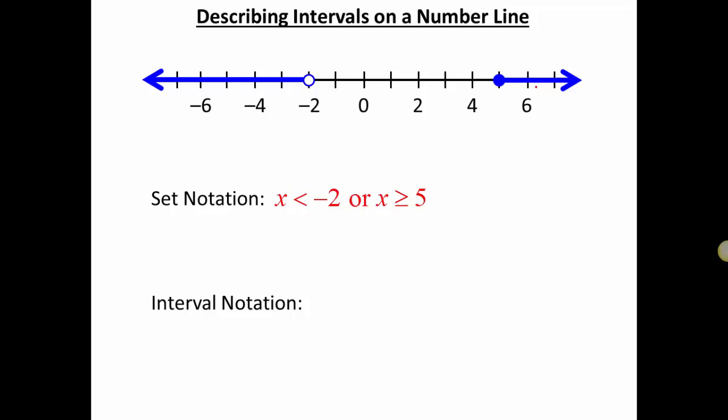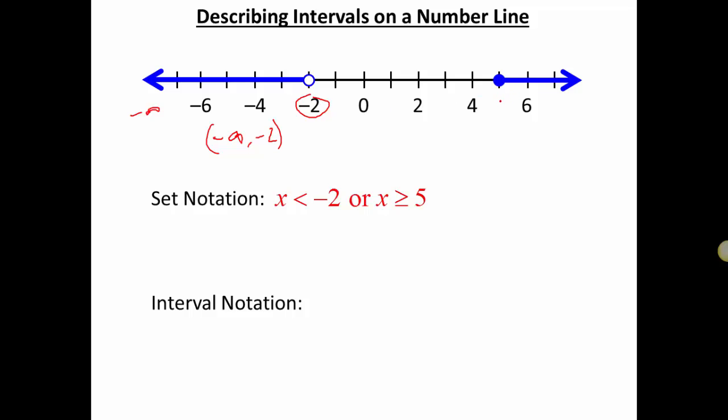So that word "or" should make perfect sense. Now, when we're doing interval notation, we're going to approach this the same way. We're going to think of this as two separate bounded intervals. On the left side, we've got a left boundary at -infinity, our right boundary at -2, so we have an open interval between -infinity and -2.